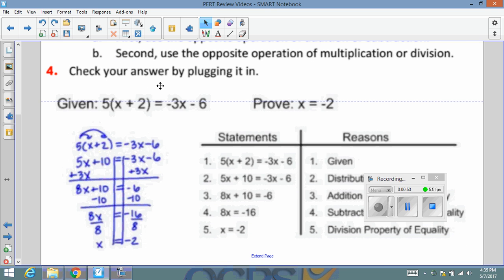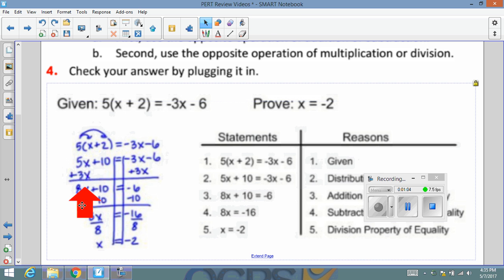5 times (x plus 2) equals negative 3x minus 6. You'll notice that the first thing that we do is distribute the 5. So 5 times x is 5x, 5 times 2 is 10. That's the simplifying on the left side. There's no like terms to finish combining, and there's no distributing or like terms on this side.